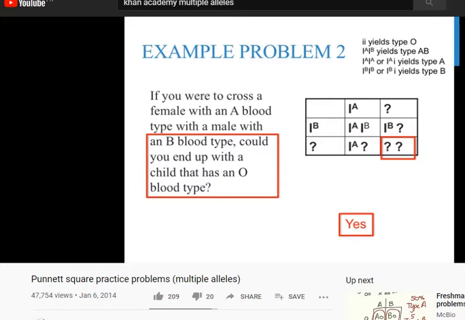What this means is that, theoretically, any question mark could be a lowercase i. Someone with an A blood type could potentially pass on a recessive allele, a lowercase i, to their offspring. Someone with a B blood type could, again, potentially pass on a recessive allele. As a result, it is possible that two parents, one with an A blood type and another with a B blood type, could have a child with an O blood type. While the odds may not be great, it could potentially happen. The answer to this question: yes, these parents could legitimately have a child with an O blood type.